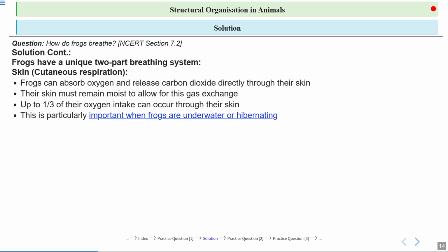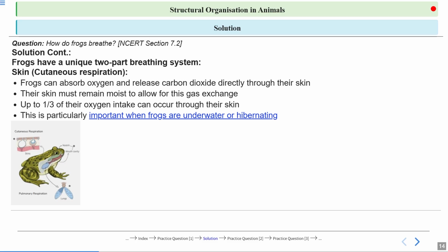Hibernating position means that when there is a winter season, the activity of the frog is very low. They reduce their metabolic activities and at that time they respire through the skin only. So here you can see the two types of respiration, cutaneous respiration and pulmonary respiration. For cutaneous respiration, skin is responsible, and for pulmonary respiration, lung is responsible, right?